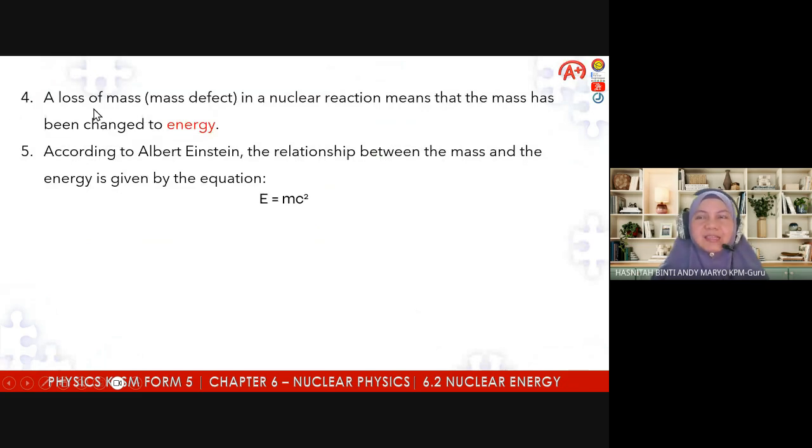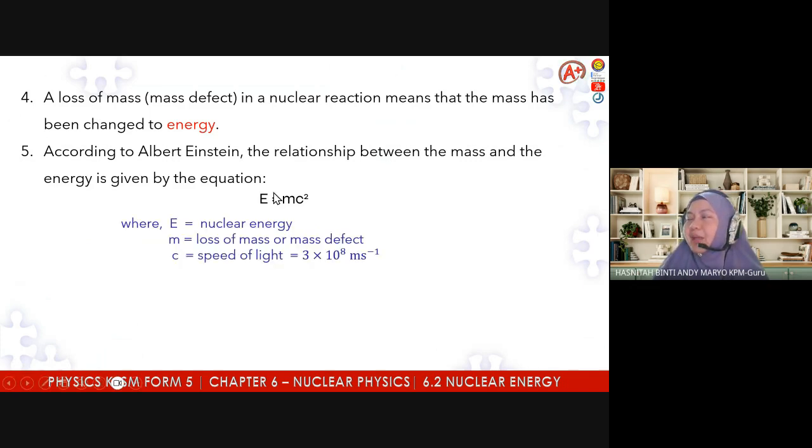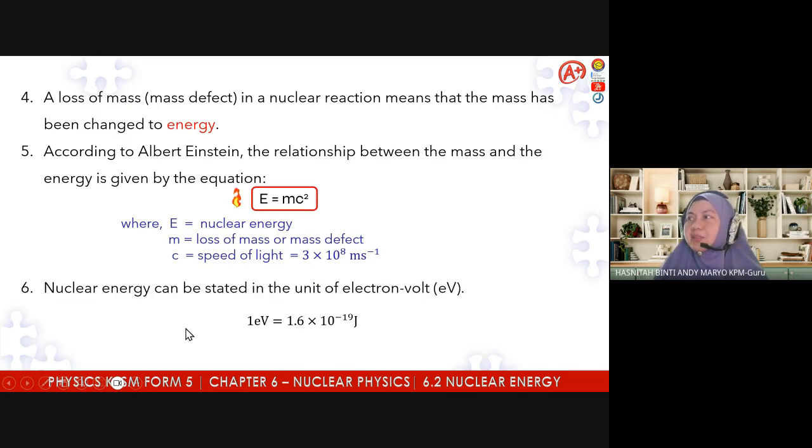Again, this mass defect is not actually lost, but it has been converted into energy. So this is the energy: E is the nuclear energy produced, m is the mass loss or mass defect in the process, and c is the speed of light, 3 times 10 power of 8 meters per second. So this one, E equals mc squared.